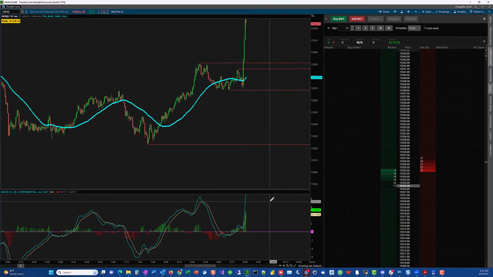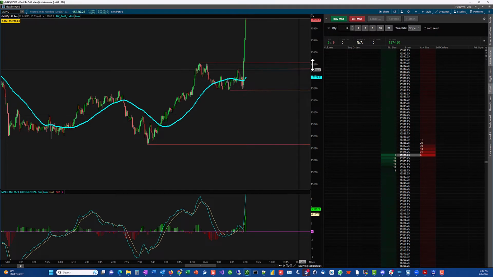And I'm going to pause some of these things sometimes. I'll skip and cut through it, because, you know, these are 1 minute candles. Sometimes you don't want to sit here and watch.